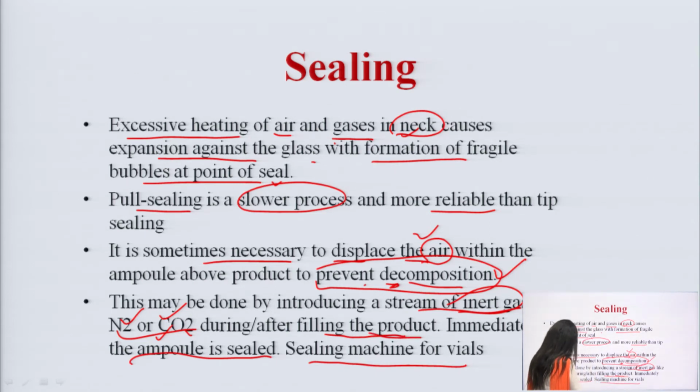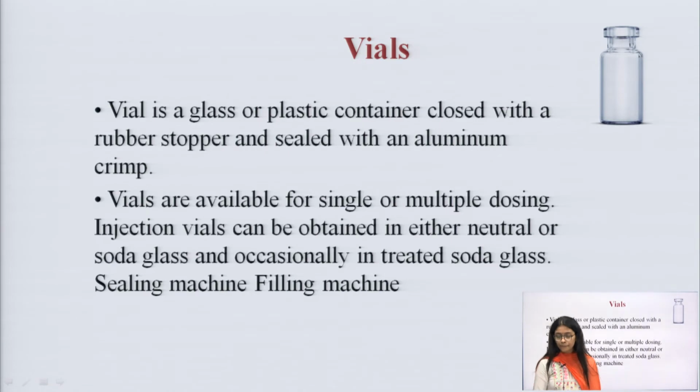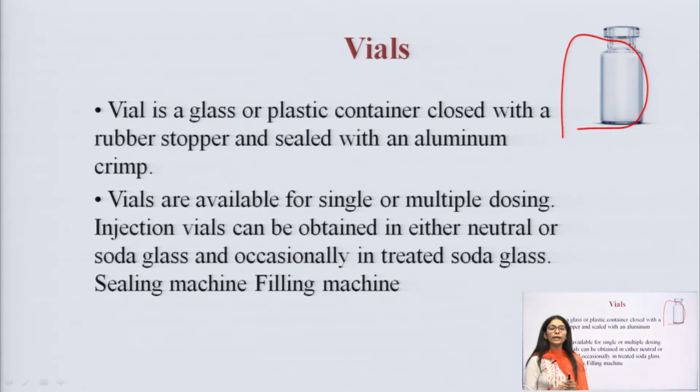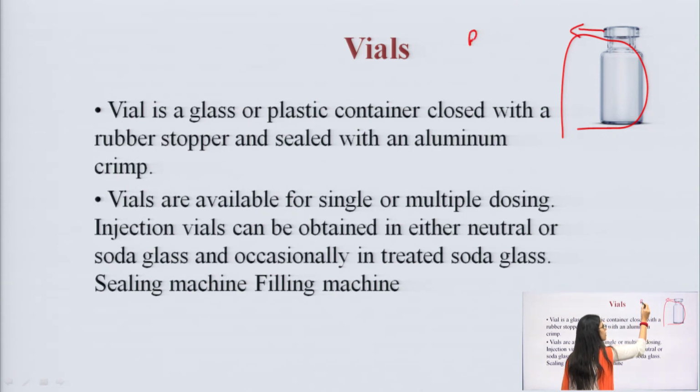Okay. Immediately the ampule is sealed. Sealing machine for the vials, and this is being used for sealing vials, right. What is a vial? Basically this is how the image looks. This is a vial, right. A vial is a glass or a plastic container closed with a rubber stop and sealed with the aluminum crimp. Okay. So you can see in this image we have a rubber stop over here.